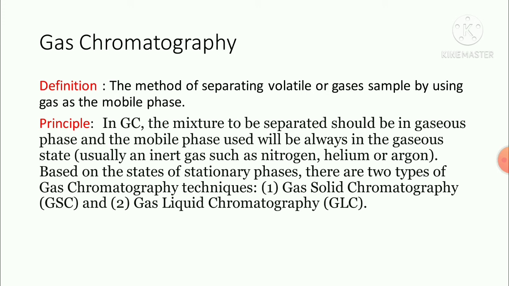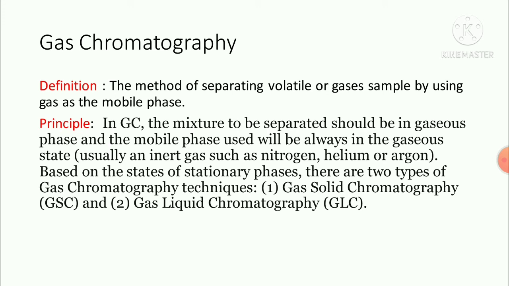That means in this chromatography there is separation of volatile or gaseous samples by using gas as the mobile phase. Then we see the principle. In gas chromatography, the mixture to be separated should be in the gaseous phase, and the mobile phase used will always be in the gaseous state. Usually inert gases such as nitrogen, helium or argon are used.